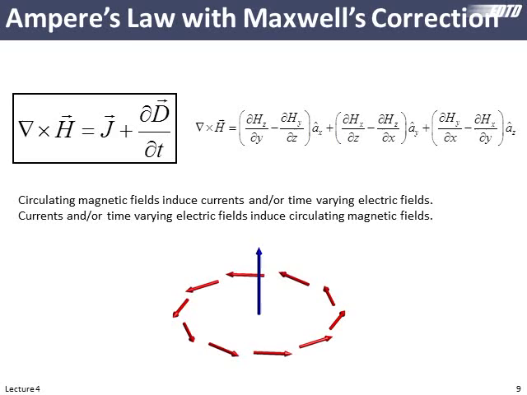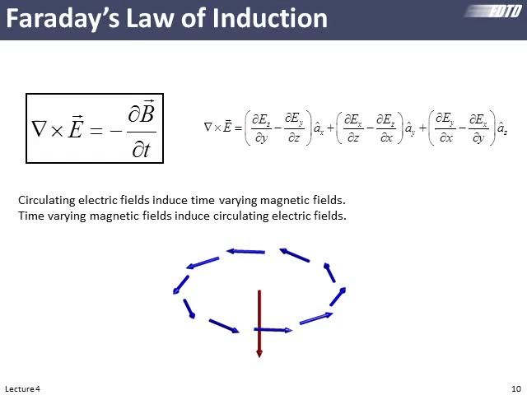Our other curl equation, Faraday's law, says basically the same thing but different fields. What it is saying is that the electric field E does circles around a time-changing B field. And this is also reversible. If we started with a circulating E field, that would induce a change in the B field. Or if we change the B field, that would induce an encircling E field.